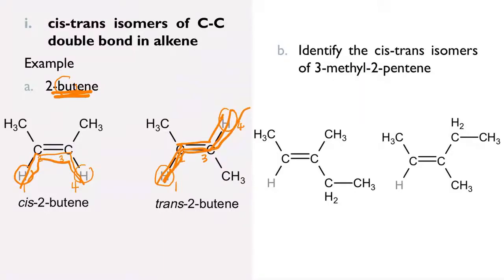Okay, right. So, can you tell whether this compound, 3-methyl-2-pentene, is which one is cis and trans? Which is the cis-trans isomers? So, tengok sini. Dengan sini.